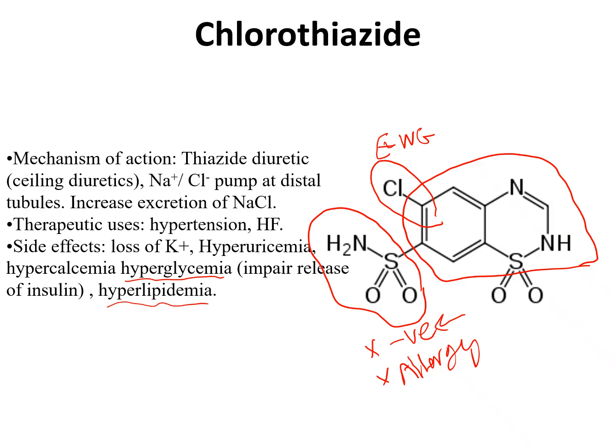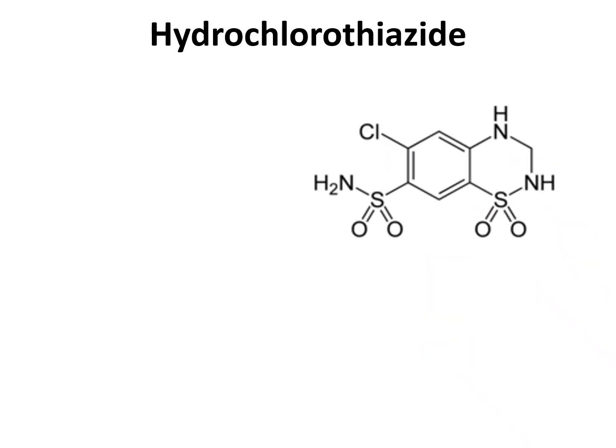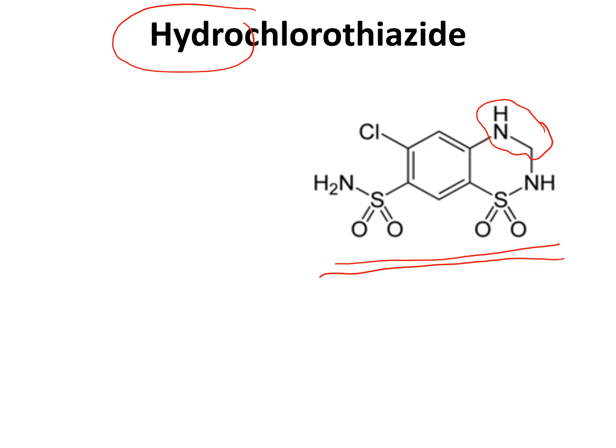Okay, the next medication we will talk about is hydrochlorothiazide, and you'll see its structure in the next slide, this is the structure. The only difference between chlorothiazide and hydrochlorothiazide, as the name hydro suggests, is a reduced double bond. So the double bond between position 3 and 4 is reduced. As we said, that results in an increase in potency, about 10 times more potent than chlorothiazide. So it has very good potency compared to chlorothiazide.